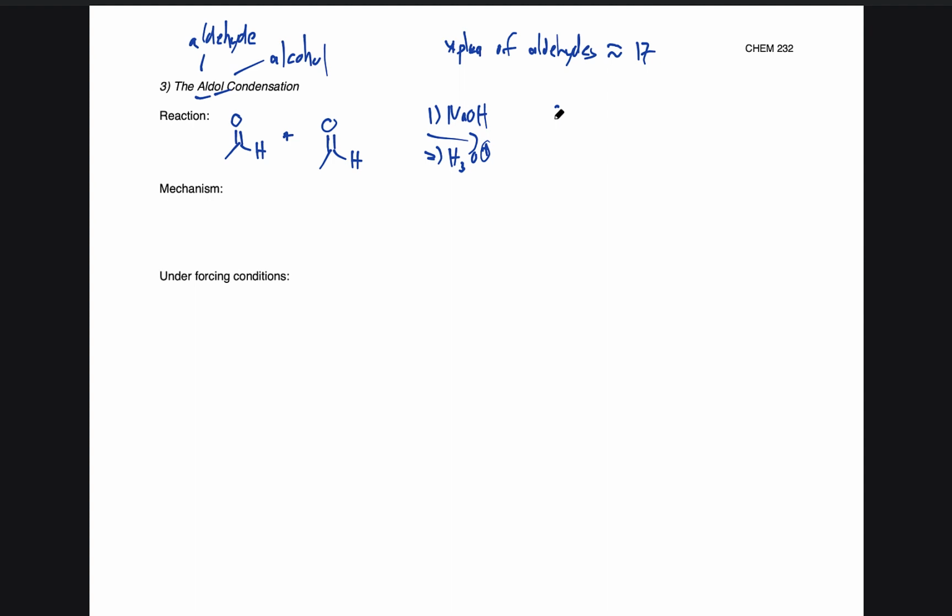So we use some sort of base followed by an acid. And so what we end up seeing here is the formation of this species here, right, where we have our two components combined together, making a new carbon-carbon bond. So we have a nucleophilic aldehyde and an electrophilic aldehyde to do this addition reaction. So they're combining together and we're not reforming the carbonyl.